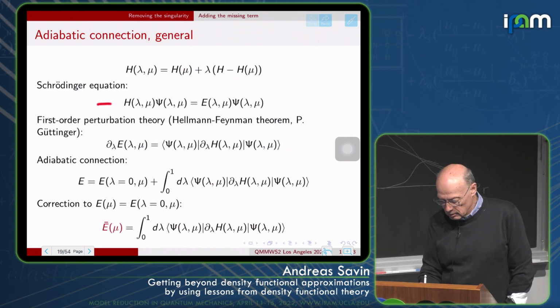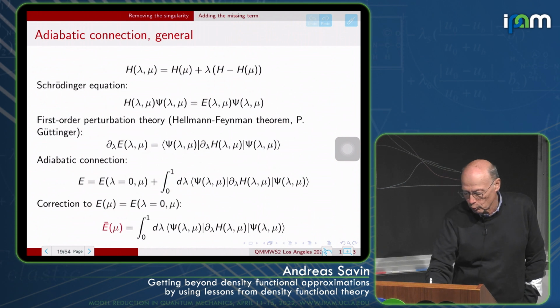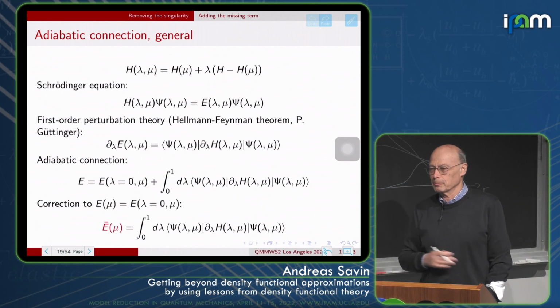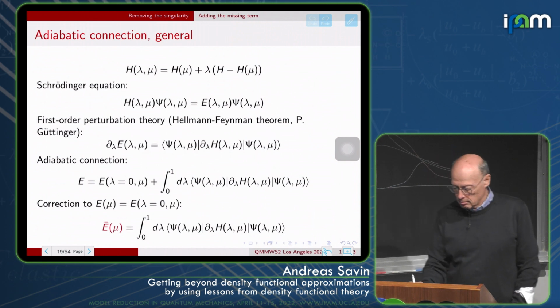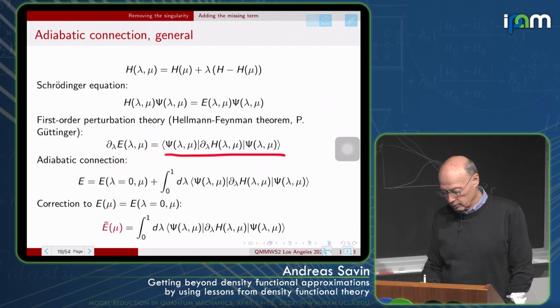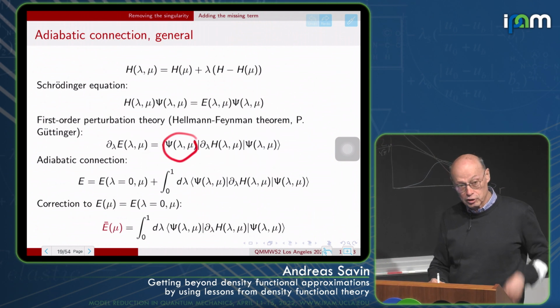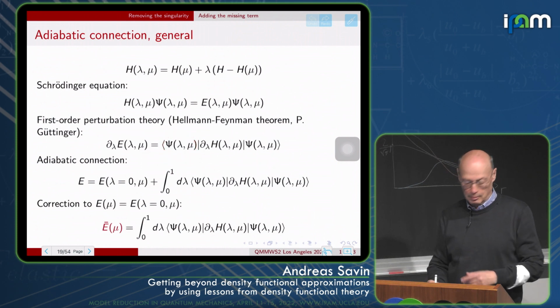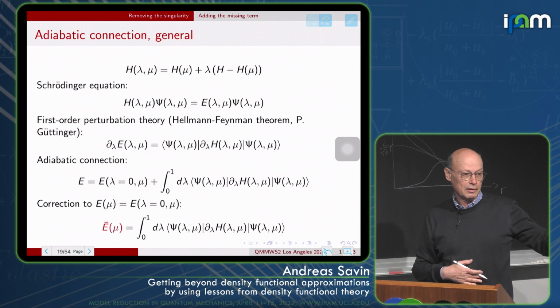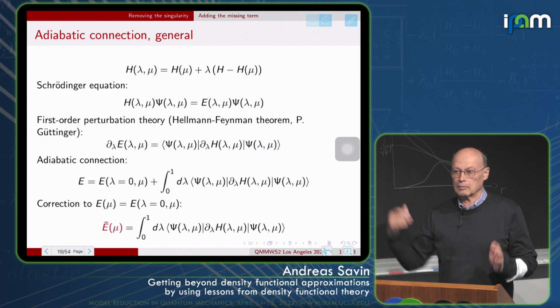So it also satisfies the Schrödinger equation, and first-order perturbation theory, or the Hellmann-Feynman theorem, gives you the change in energy. The change in energy is given by the wave function at lambda. So if I change lambda to lambda plus delta lambda, I need only the wave function at lambda. I don't need the wave function at lambda plus delta lambda.